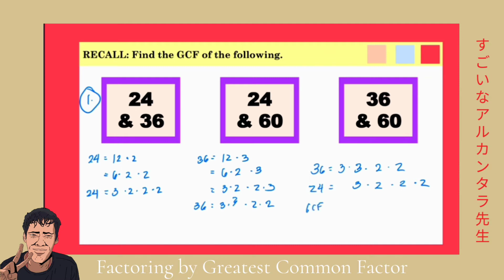So therefore, you can say that they have 3. So let's bring it down. They have 2. Bring it down. They have 2 here, so we bring it down. So therefore, the GCF of the following is 3 times 2. This is 6 times 2. That's 12. That is our GCF.